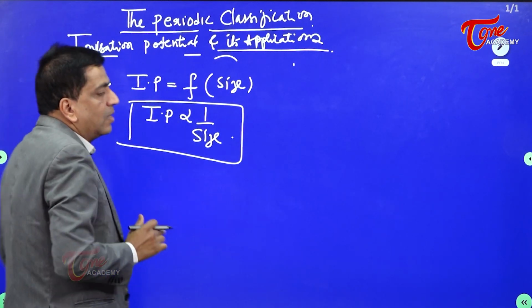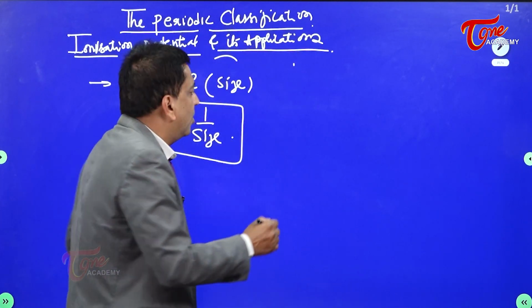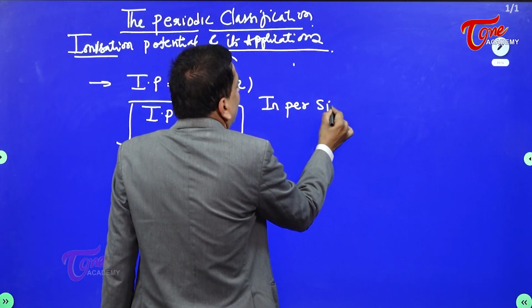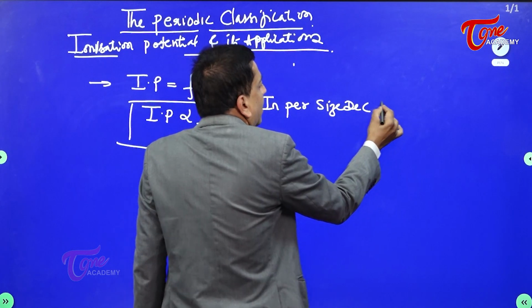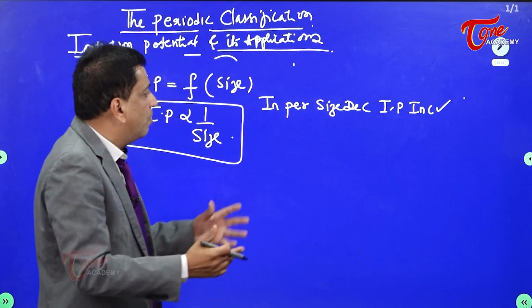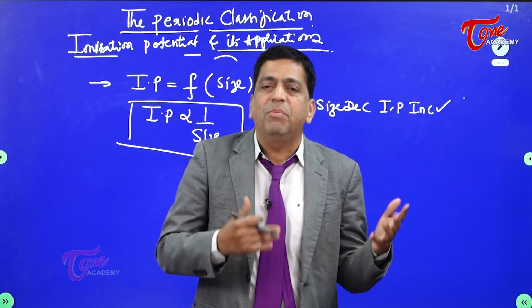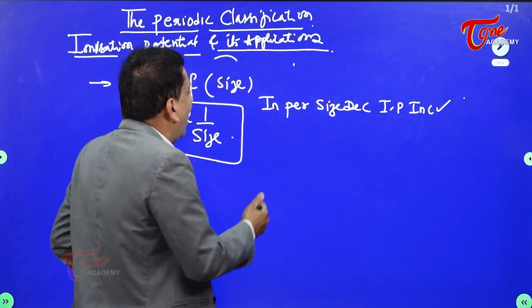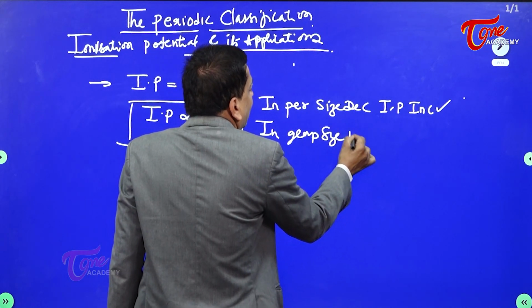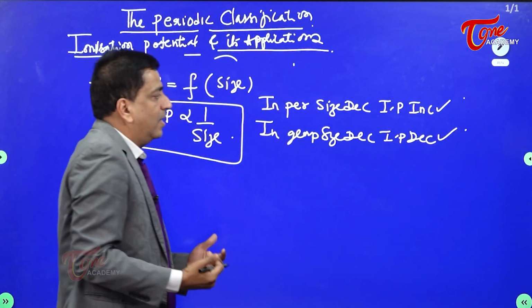It's basically inversely related to what? Size, you must understand. If that is the case, then in periods, the size decreases, so the ionization potential must increase. So from left to right, the size is decreasing, so the IP must be what? Increasing. And then in groups, the size increases, so you can expect ionization potential to be what? Decreasing. That's how the trend is.